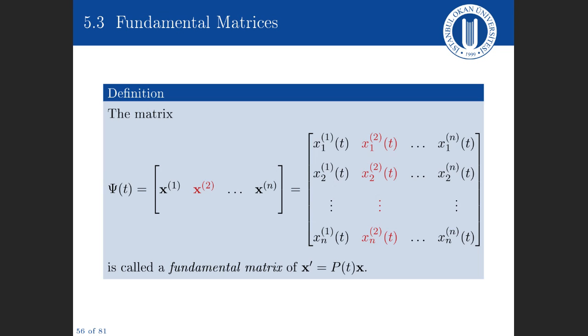And what we're going to do is write a matrix where the first column is the first solution, the second column is the second solution, and so on. This square n by n matrix is called a fundamental matrix of the linear system. And for this, I'm going to be using capital Xi.